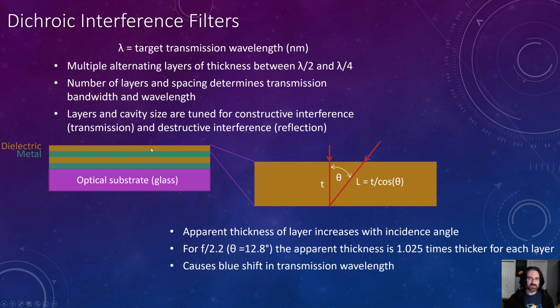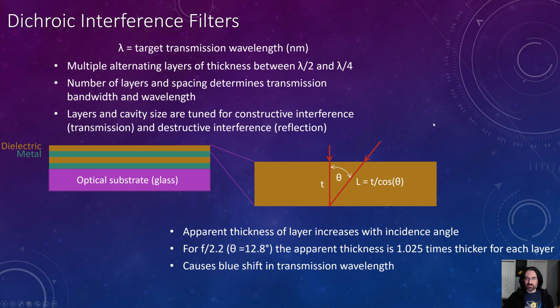The number of layers and their spacing determines the transmission bandwidth and wavelength. These layers and cavity sizes are tuned for constructive interference, which is going to allow the transmission, and destructive interference, which is going to result in reflection back out.